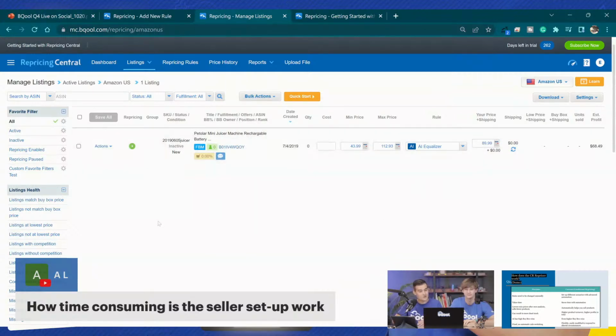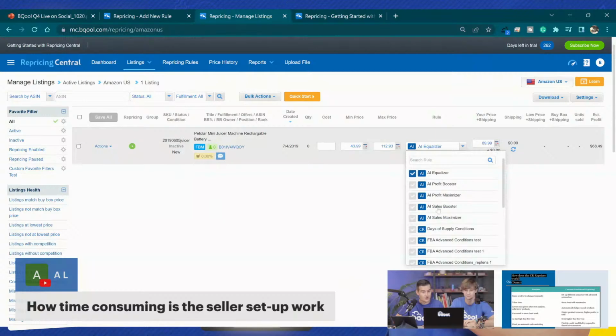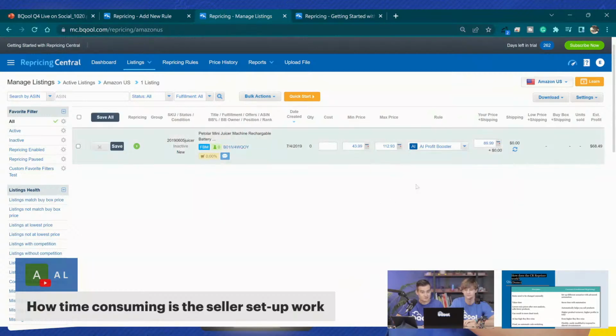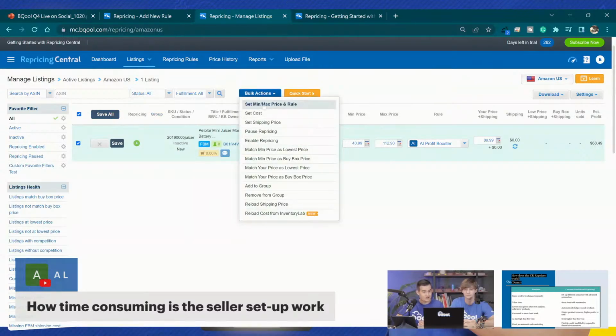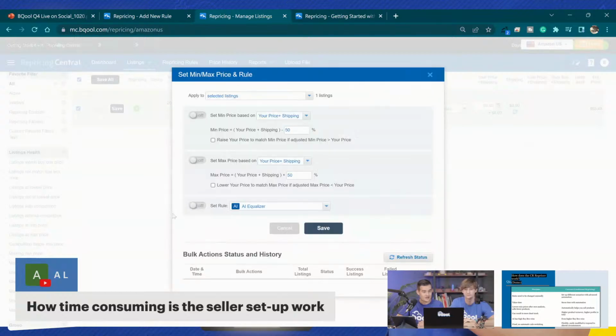Another question is, I don't have many listings. Can I do this very quickly? Can I set a rule? I'm just going to answer this question really quick. First of all, you can go into the rule here and just pick the rule that you want. It's super easy. It took me literally 1 minute. We have a min price and max price that you can calculate depending on your cost. If you have 100 listings, you can select by bulk and go to the bulk action here, go to set min, max price plus rule, and set all of them, for example, to the AI equalizer and save, and it's going to apply it to all of them.